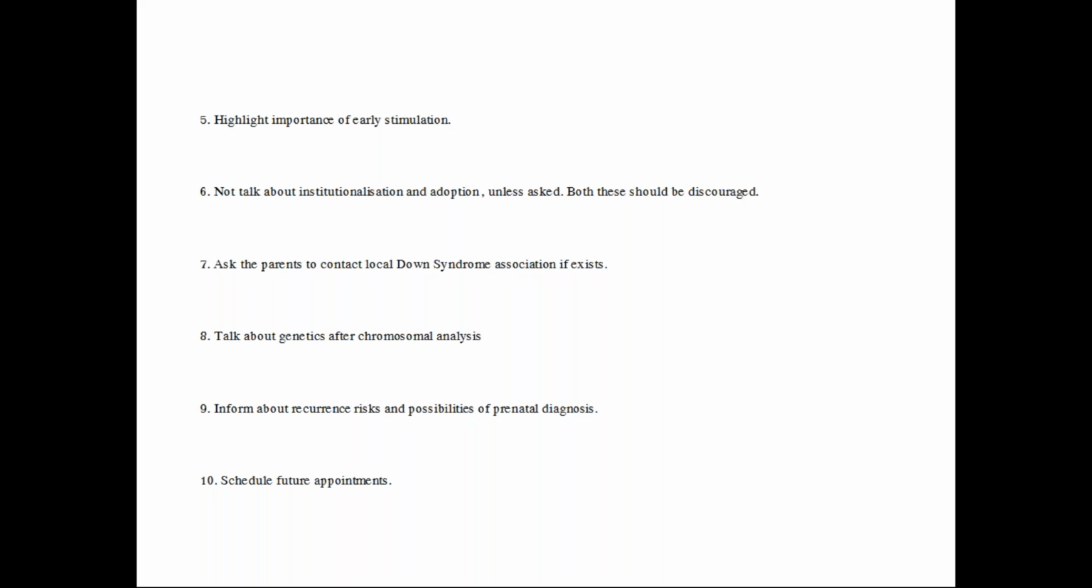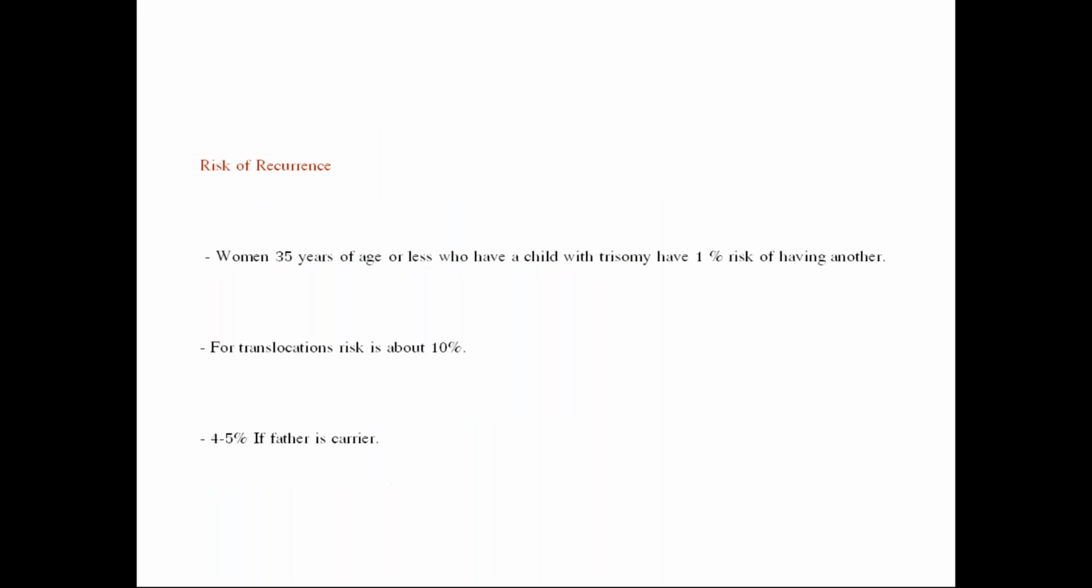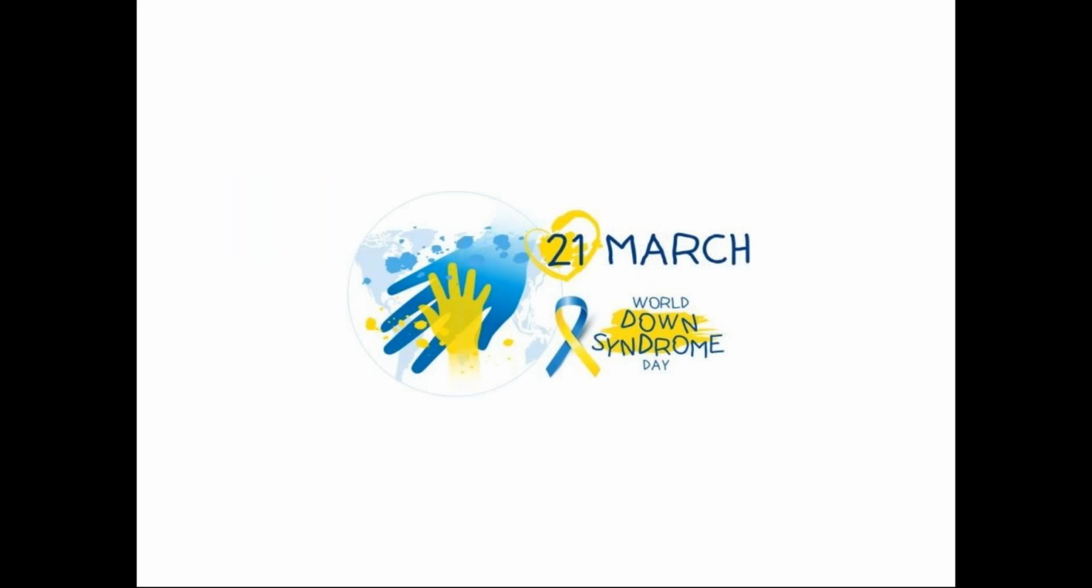Inform about the risk of recurrence and possibilities of prenatal diagnosis if they are planning a second child, and schedule the future appointments. The risk of recurrence: women 35 years of age or less who have a child with trisomy have a 1% risk of having another child with it, but for translocations the risk is about 10%, and 4 to 5% if the father is the carrier. This is the risk. And 21st March is World Down Syndrome Day, and let us hope to prevent Down syndrome by early diagnostic techniques.